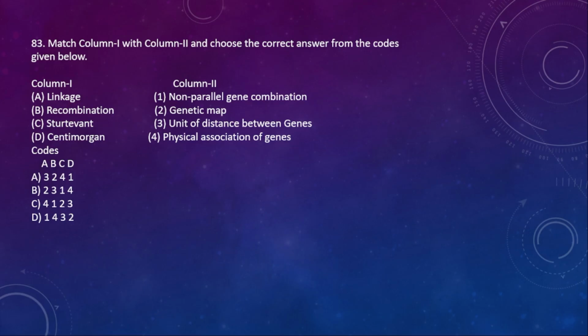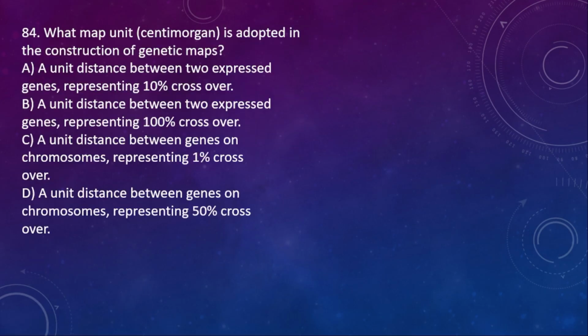Match column 1 with column 2. Here, linkage is for what? Physical association of genes. So A is 4. If I say A is 4, I have only one option, that is C. So option C will be right.